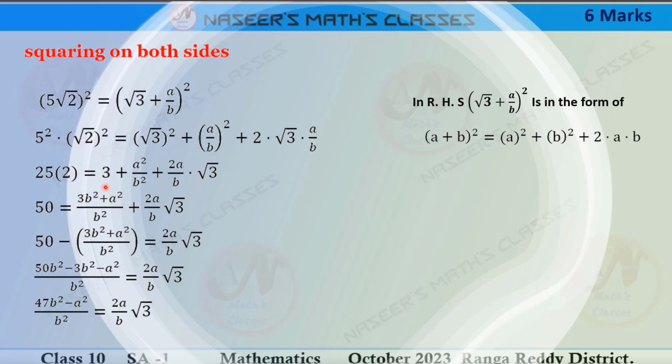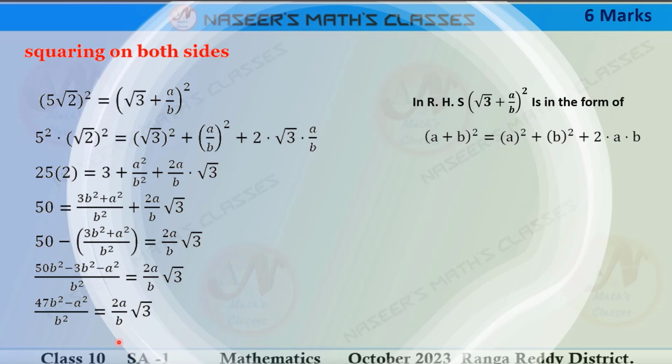Now we take the LCM of the first and second term, then we can write it as 3b square plus a square by b square. Next we transpose this term from RHS to LHS, then we can write it as 50 minus 3b square plus a square by b square. Next we take the LCM, we can write it as 50b square minus 3b square minus a square by b square in LHS. And next we simplify this. We get 47b square minus a square by b square is equal to 2a by b root 3.